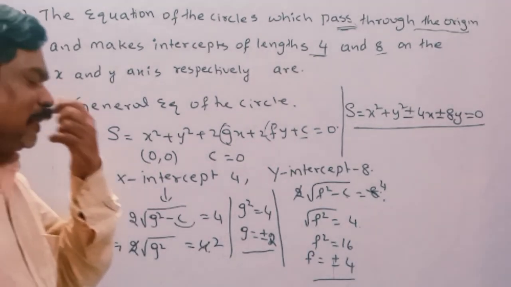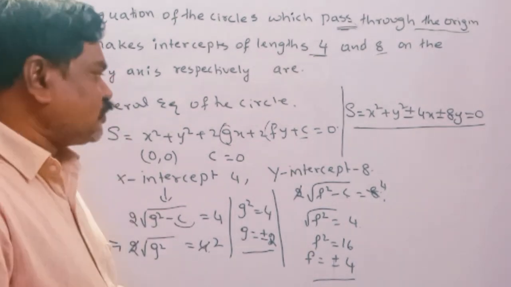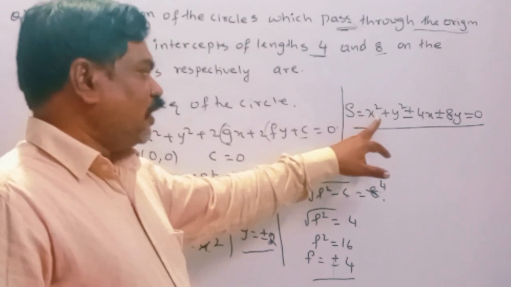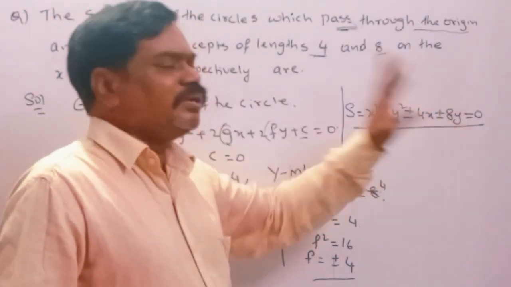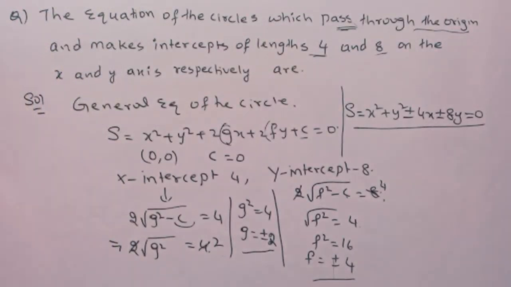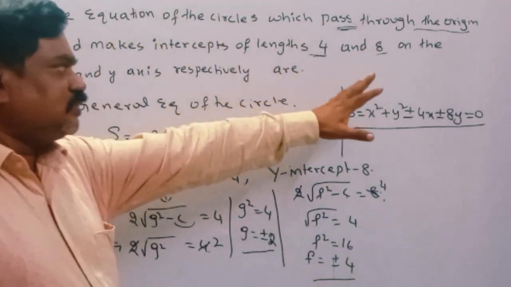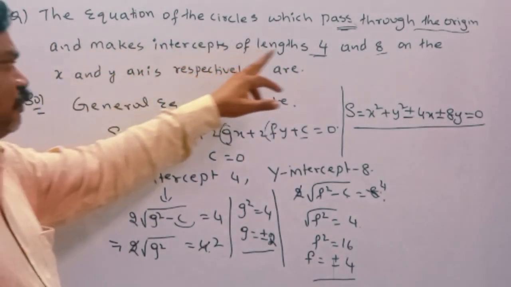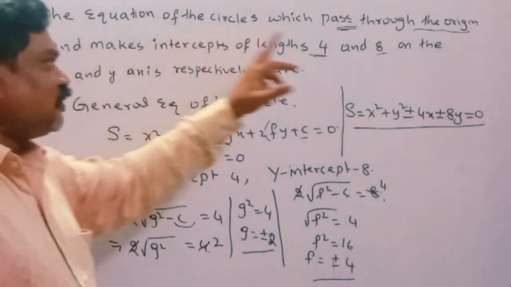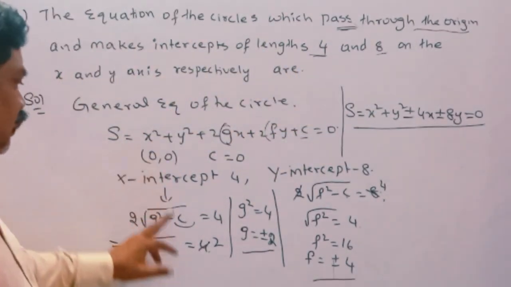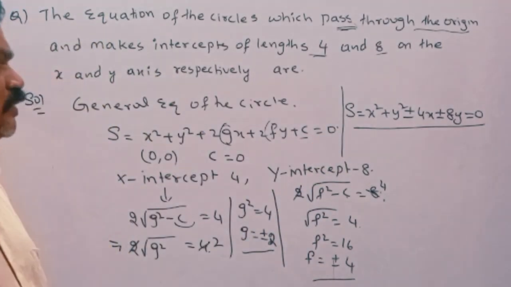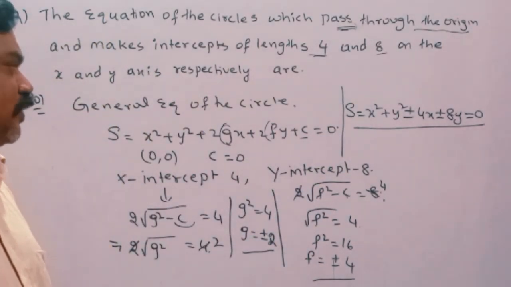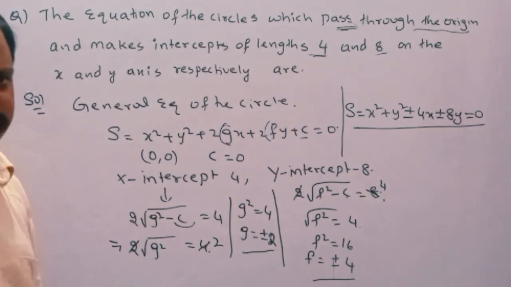Then the circle's equation is S is equal to x square plus y square plus or minus 4x plus or minus 8y equal to 0. When the circle is passing through the origin with x-intercept 4 and y-intercept 8, then the circle's equation is S is equal to x square plus y square plus or minus 4x plus or minus 8y equal to 0. Okay, all of you, that's all.